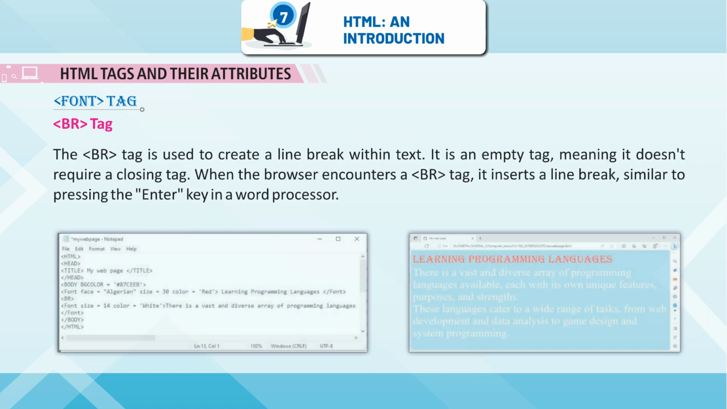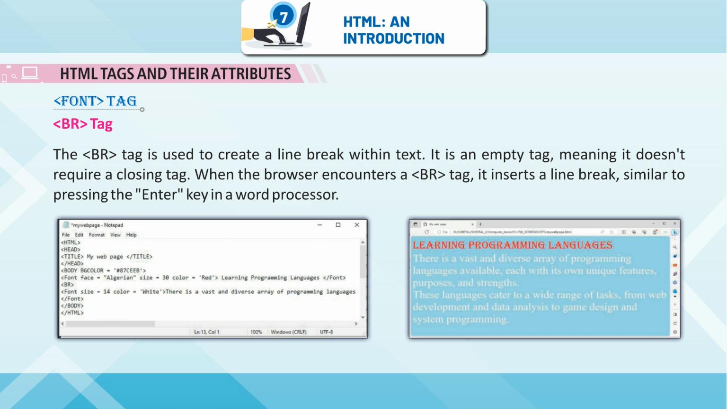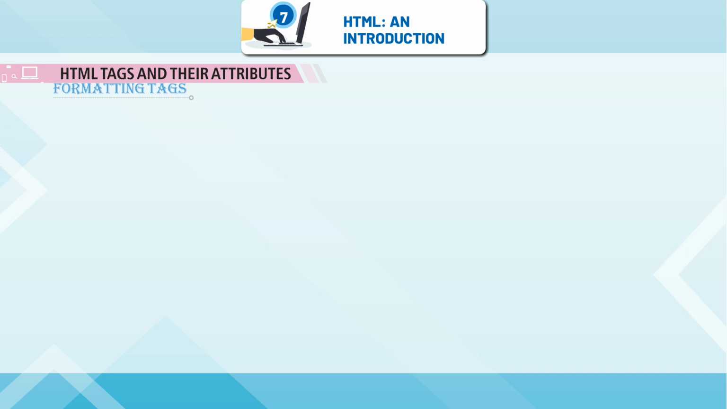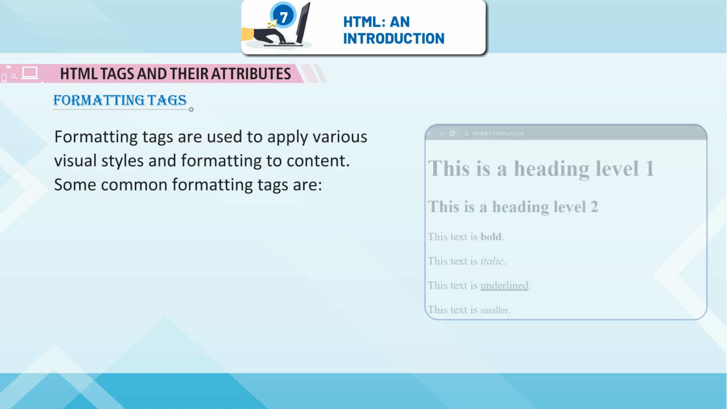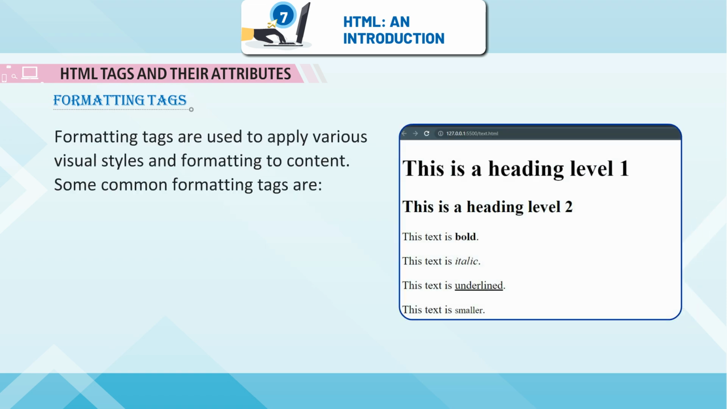BR tag. The BR tag is used to create a line break within text. It is an empty tag, meaning it doesn't require a closing tag. When the browser encounters a BR tag, it inserts a line break similar to pressing the Enter key in a word processor. Formatting tags. Formatting tags are used to apply various visual styles and formatting to content.